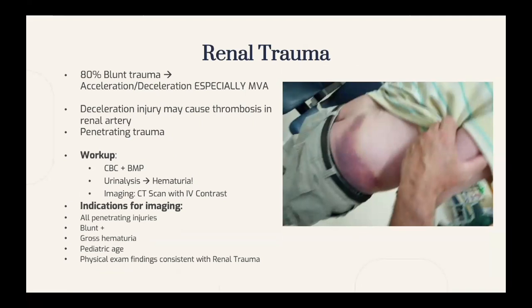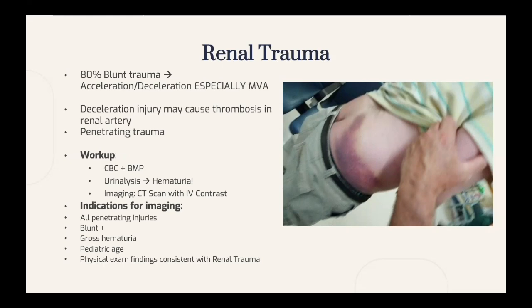Renal trauma is mostly due to blunt trauma, especially in a motor vehicle accident patient who had a high impact accident and experienced acceleration deceleration type of injury. Deceleration injury especially causes thrombosis into the renal artery and can worsen the renal injury. There's also penetrating trauma, such as gunshot wound or impalement.